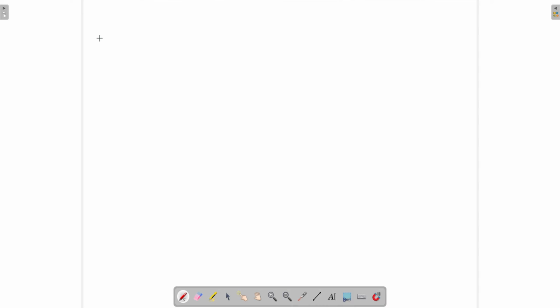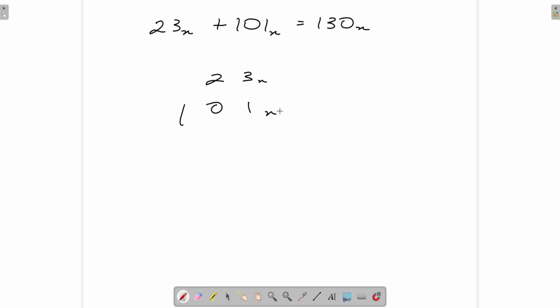Let's take one final example. 23 base x plus 101 base x is equal to 130 base x. We have to find the base. What is x? What is this base? What do we do? Let's simply add it. So we have 23 base x, and we have 101 base x.